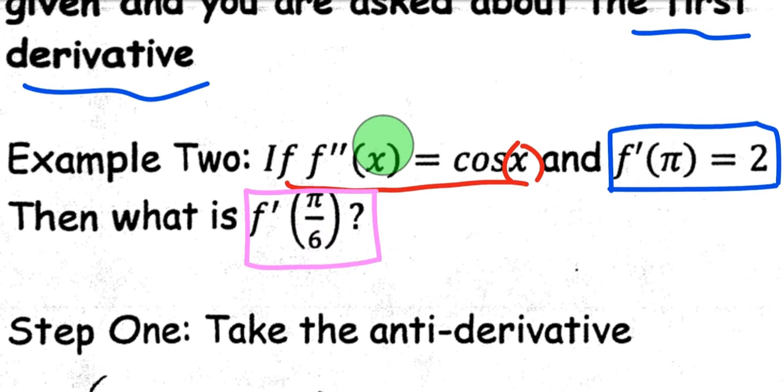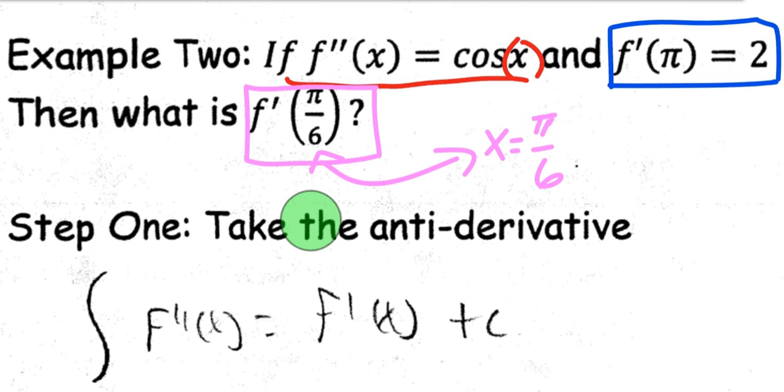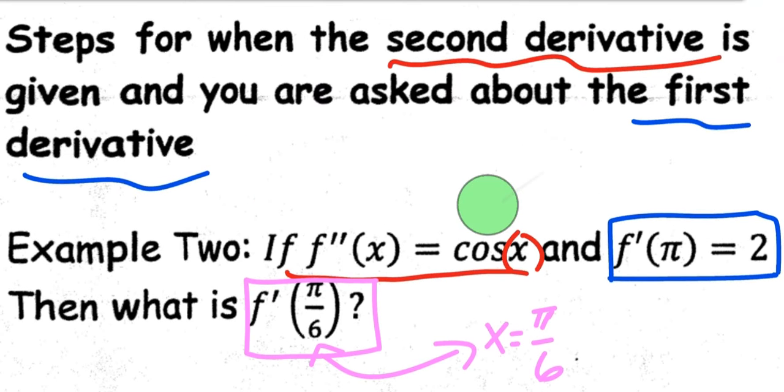So this pi over 6 right here, I'm just going to go ahead and label. This is actually your x value. Okay. So in this particular example, we are trying to solve for the y value. So let's go ahead and follow these steps, which, like I said, is basically the same as going from the first derivative to the original. We want to take the antiderivative because the antiderivative of the second derivative will give you the first derivative. And that's what we're ultimately trying to solve for.